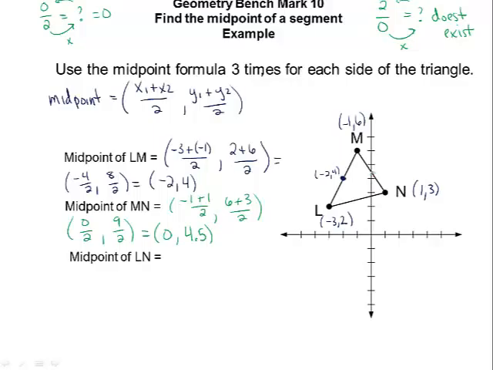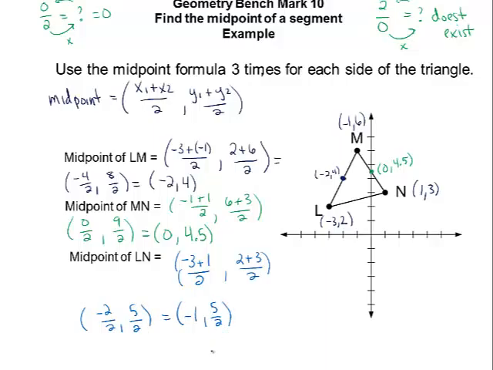So I have 0, and I have 4 and a half, which is that midpoint right there. And then I have 1. So that's negative 3 plus 1 over 2, and 2 plus 3 over 2, which is going to give me negative 2 over 2 and 5 over 2, which is negative 1. And like I said, you can leave it as a fraction, 5 halves. So negative 1, 5 halves is about 2 1/2, so it would be right there. And we found all of our midpoints.